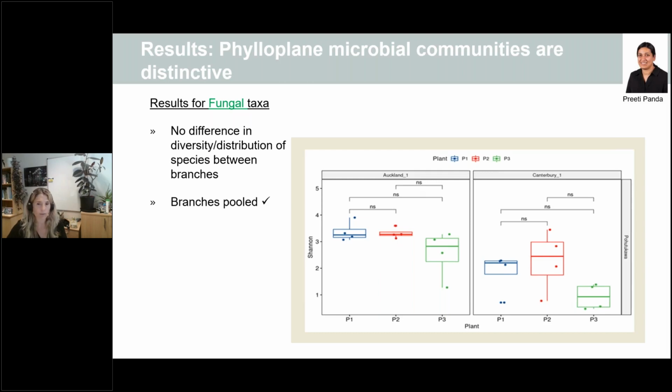And the first question we wanted to know was, we'd taken 3 branches from each of these plants. Were they substantially different from each other? And if they weren't substantially different from each other, could we then pool the samples? And this work was undertaken by Pretty Panda. And what she showed was that the branches on a single tree were not significantly different in terms of their diversity between each other. So we pooled our samples and did metabarcoding on the pooled samples.